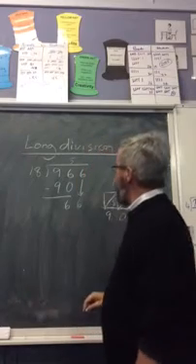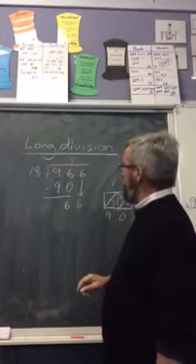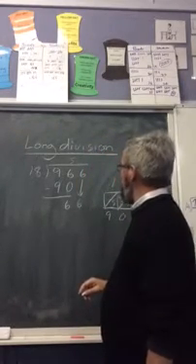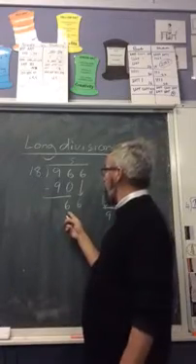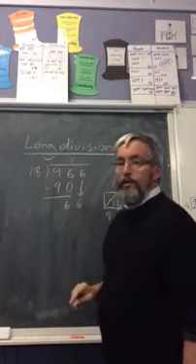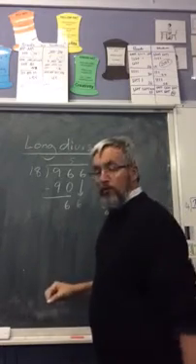So 18 into 66. Okay, like we said before, 18 is nearly 20, so let's do some estimating. There's 3 lots of 20 in 66. That might be a good place to start.